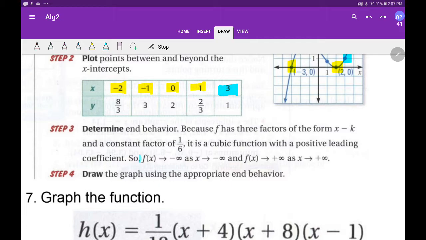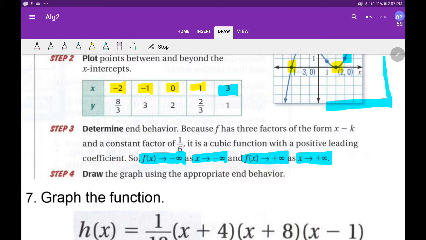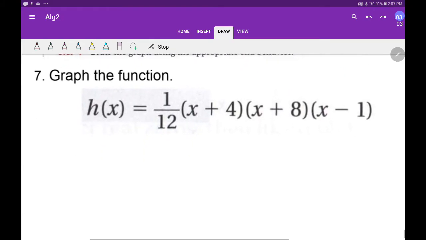We keep this in mind. I was referring to this: as x gets really small, so does the graph. As x gets really big, so does the graph. Okay? As we go out, the graph goes way up. So anyway, let's graph this function.